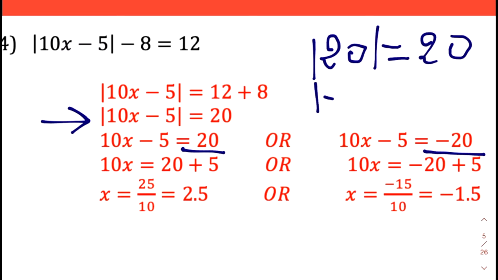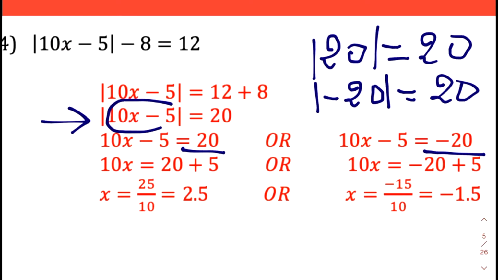And absolute value of -20 also equals 20. And that's why what's inside the absolute value can be 20 and can be -20. Okay. Now we just solve these two equations.